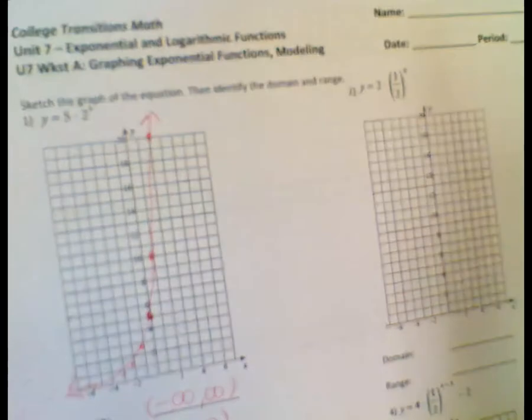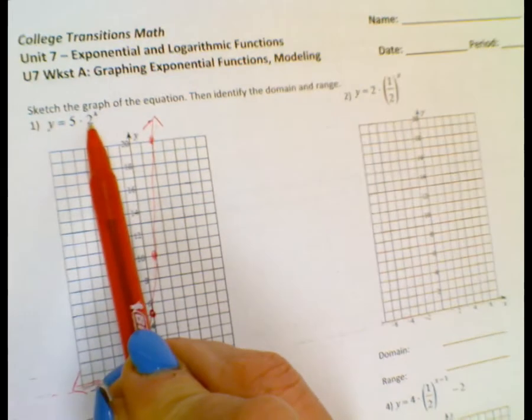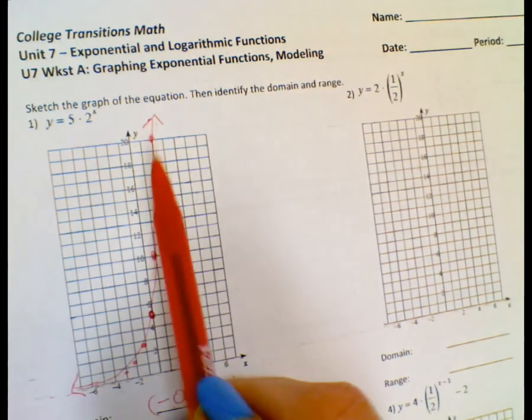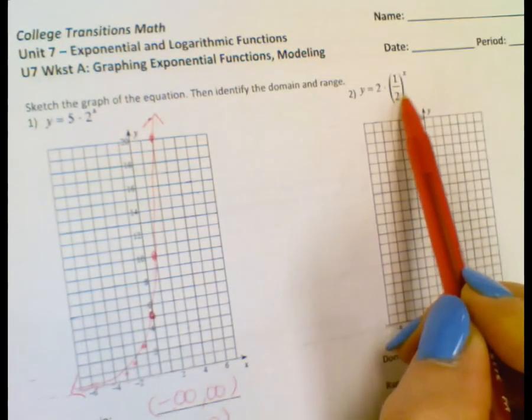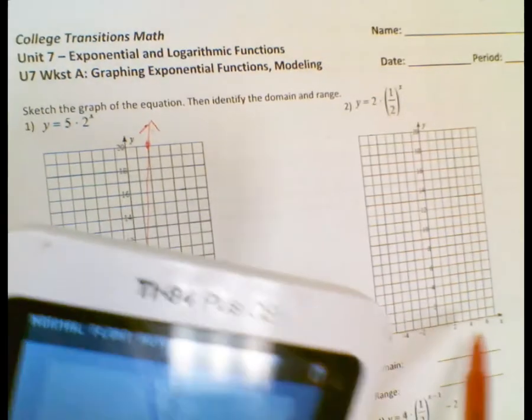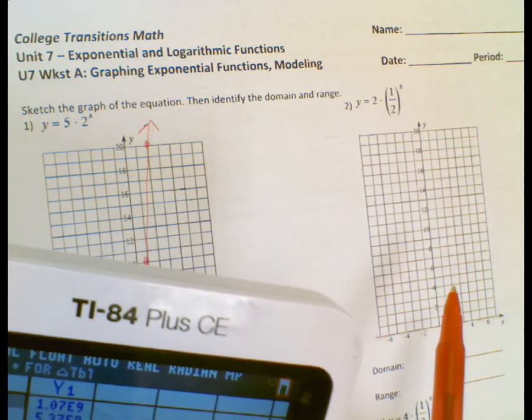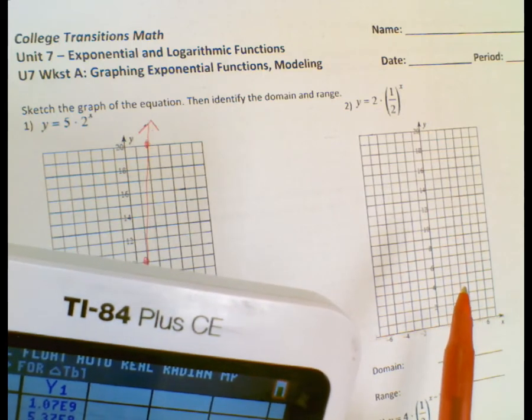The reason it's a decay is because the base is 1/2. The reason this one is a growth is because the base is 2. If your base is greater than 1, it's a growth. If your base is between 0 and 1, it's a decay. So we need some points. So let's look at our points. Find some points that are nice to graph. Like these are all like 0. I don't like any of these.